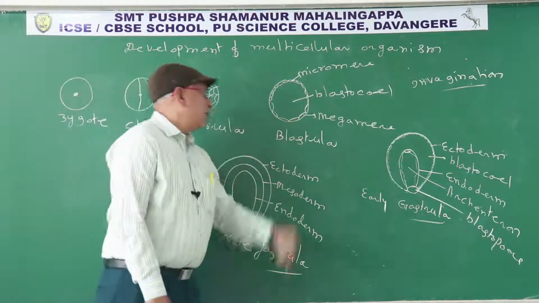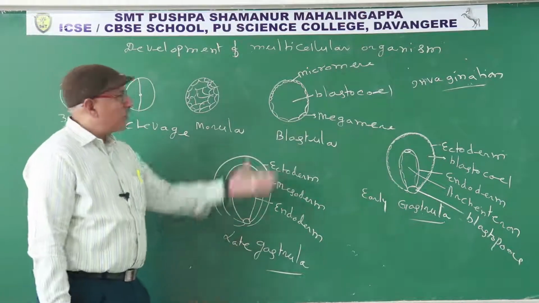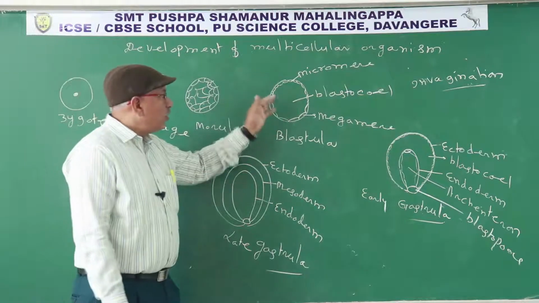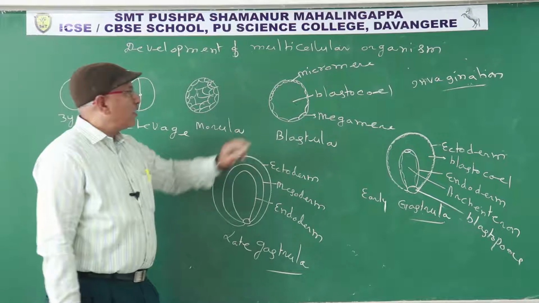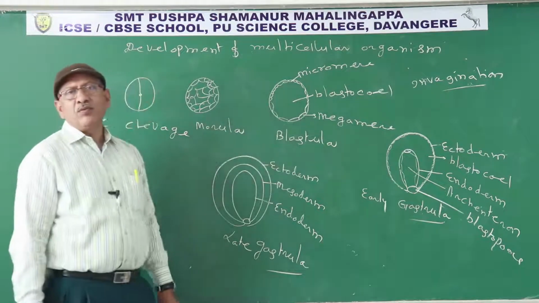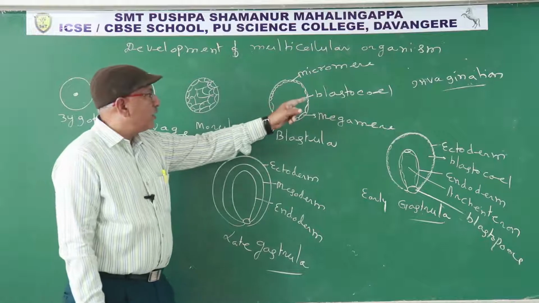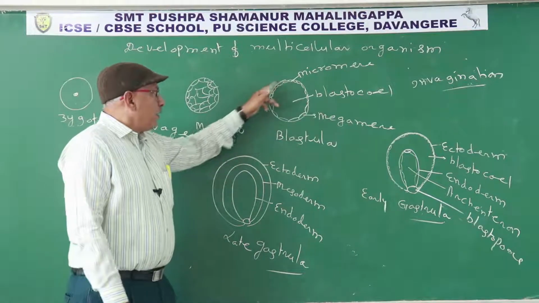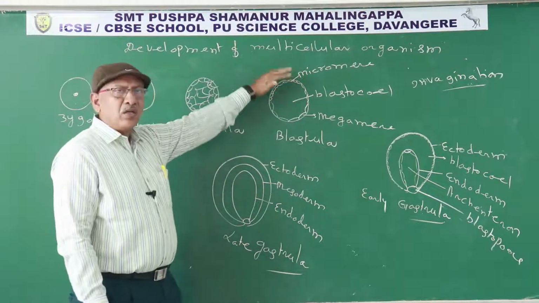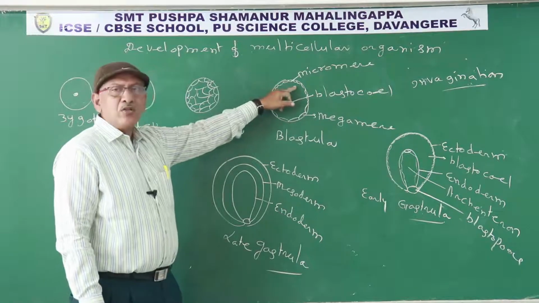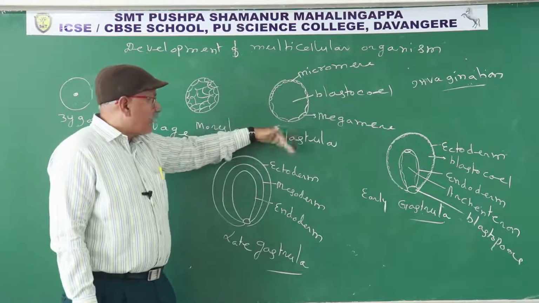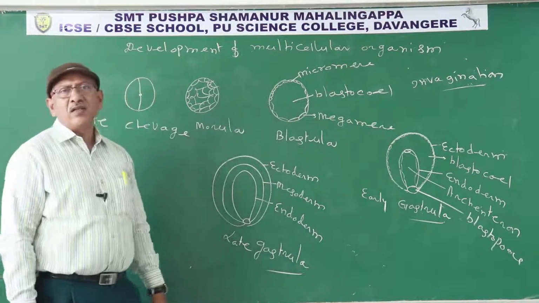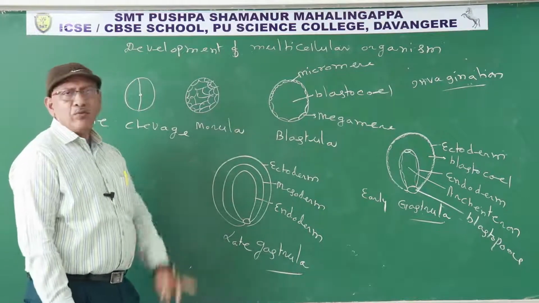Later, the morula is converted into blastula. What is blastula? Hollow ball-like structure. Morula, solid ball-like structure. Hollow ball-like structure in which cells are arranged in a single layer is known as blastula. Cavity of blastula is known as blastocele. Animal hemisphere means dorsal half. Animal hemisphere contains small cells known as micromeres. Ventral half is known as vegetal hemisphere. Vegetal hemisphere contains large cells known as megameres or macromeres.